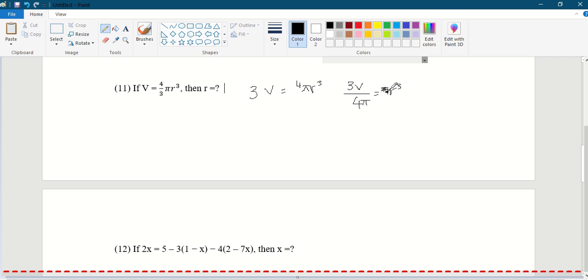And lastly, if we want r alone, we need to get rid of a cube. Opposite of cube is cubic root. So we say cubic root of 3V over 4 pi equals r, or r equals this.